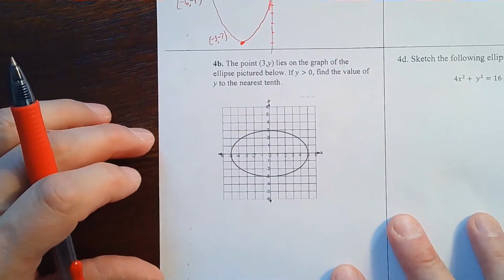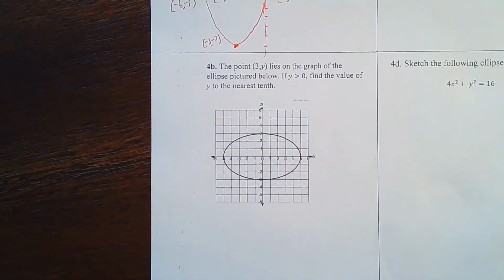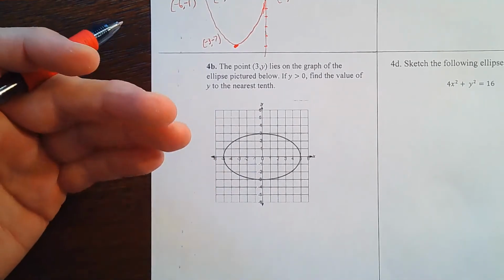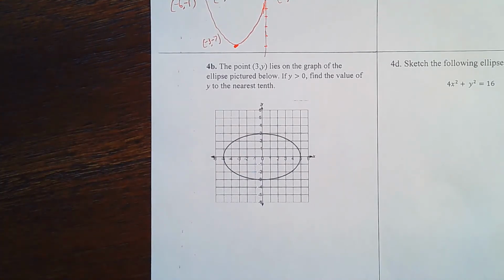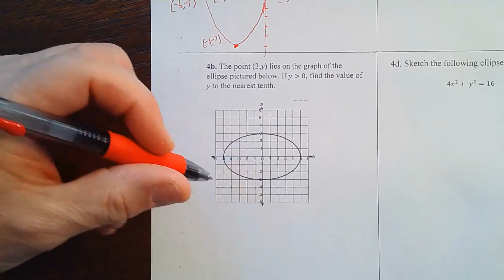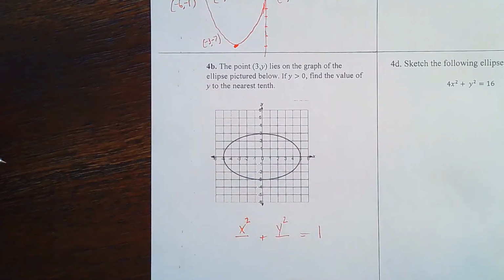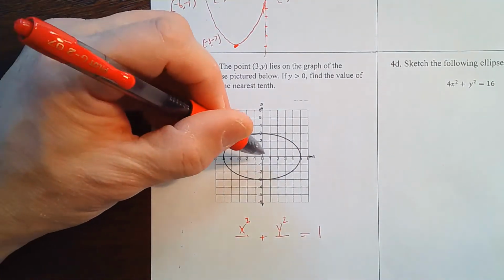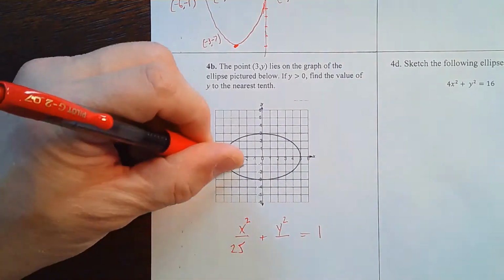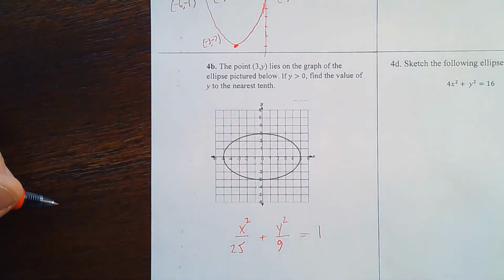Let's go to 4B. The point 3, y lies on the graph of the ellipse pictured below. If y is greater than 0, let's find the value of y to the nearest tenth. In a situation like this, when they give you a picture of an ellipse, the only reason they're doing that is for you to find the equation of the ellipse. You have to find the equation. Now, luckily for us, the center's at 0, 0. So I know it's just going to be x squared on top plus y squared on top equals 1, always equals 1. 5 units right and left. Well, this is getting pretty easy for you, I expect. There's the equation of the ellipse.